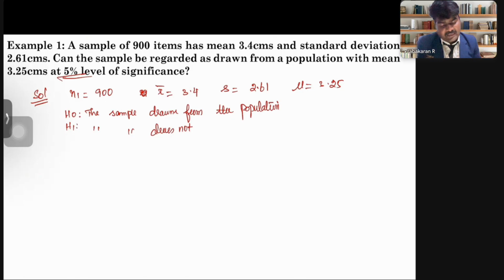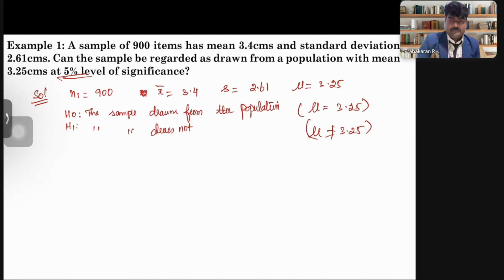If you want to write it in terms of notation, what they have asked is whether the mean of the population is equal to 3.25. If it is not equal, then mean is not equal to 3.25. This is the notation. You can write it in either one of the ways, not necessarily both notation and wordings. If you are comfortable with wordings, write it in words. Otherwise, you can simply represent it in notation form.